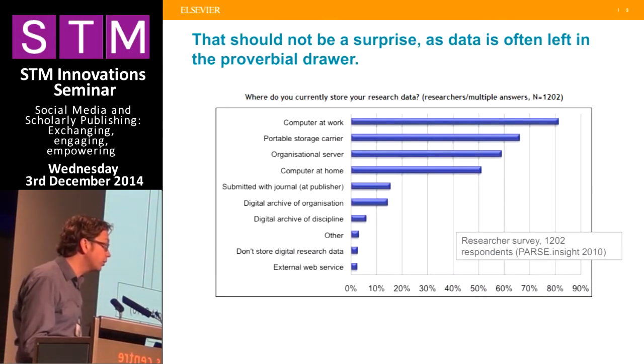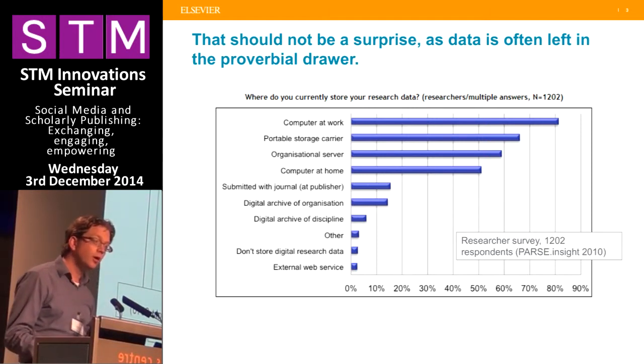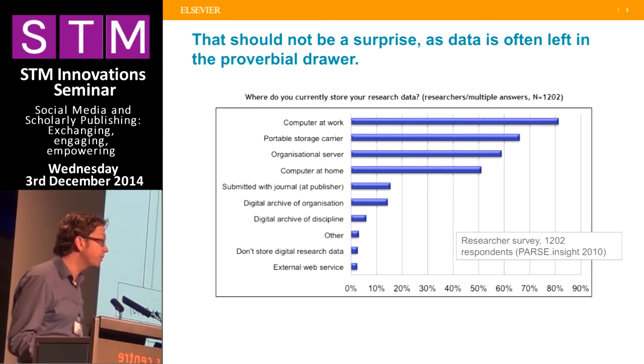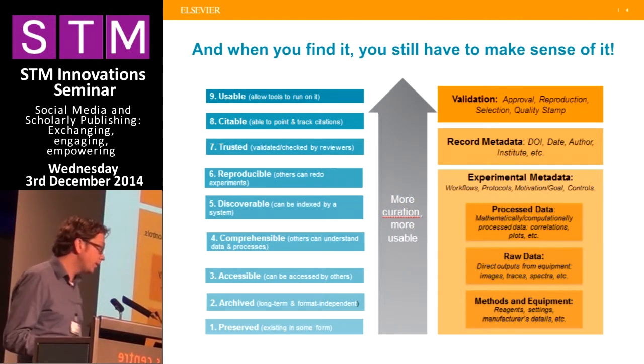If you've worked with data or you've worked with people who work with data, that will not be much of a surprise, because often research data is in the proverbial drawer somewhere on a desk. Again, this is some survey data on where people keep their data. It's basically all over the place. And then when you find the data, that's not the end of the story. This is a slide that I took from Anita. I won't go through it in detail, but really the point is, it's not only about accessing data. If you really want to do something with data, the data has to have much more attributes. It has to be citable, trusted, usable, etc., etc.